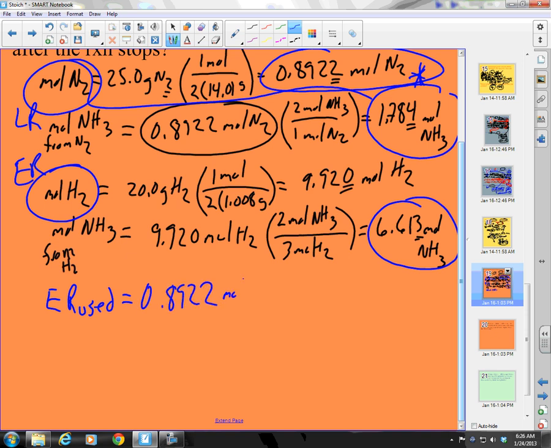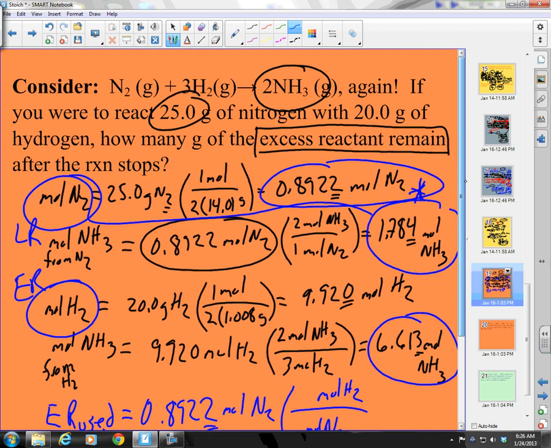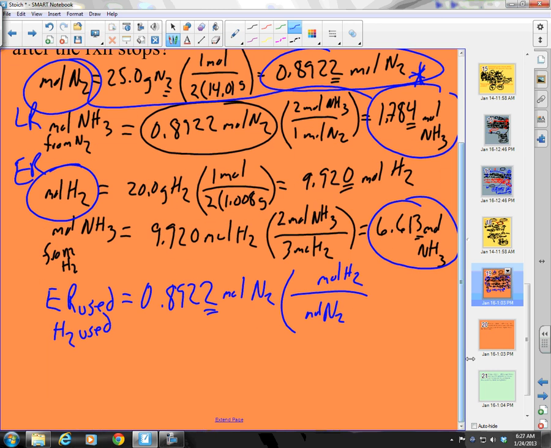0.8922 moles of N2. And then how am I going to get my H2 used? My limiting reagent was H2. How do I figure out H2 used? Well, mole ratio. Mole ratio of H2 to what? N2. So let's look up here at our equation. I have 3 moles of hydrogen per 1 mole of nitrogen. So 3 moles per 1 mole.